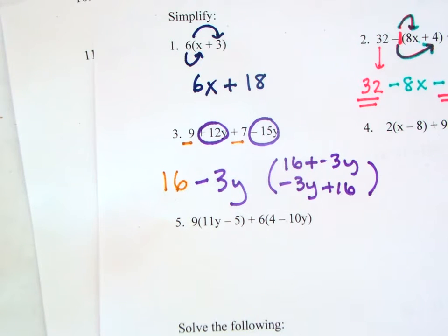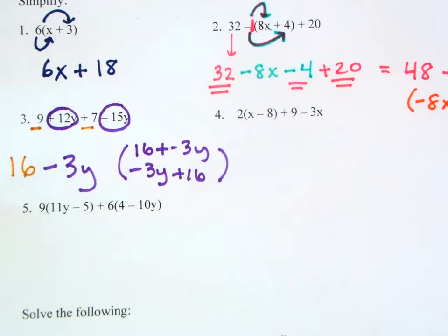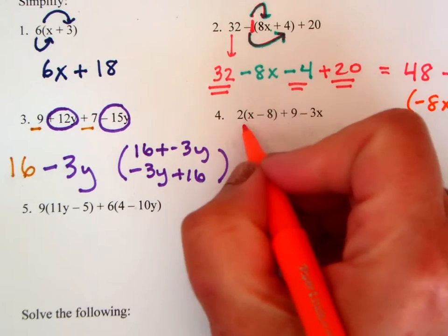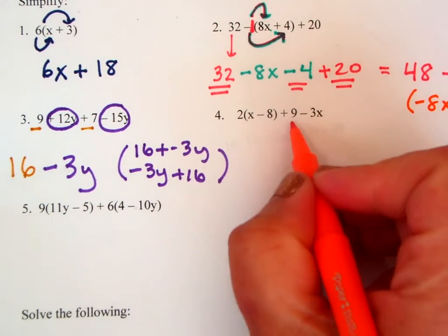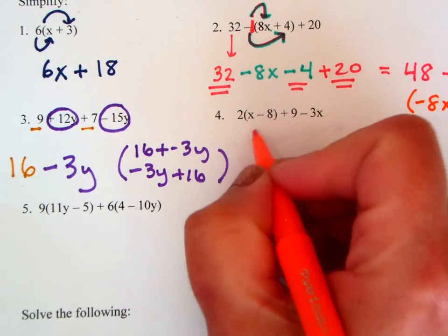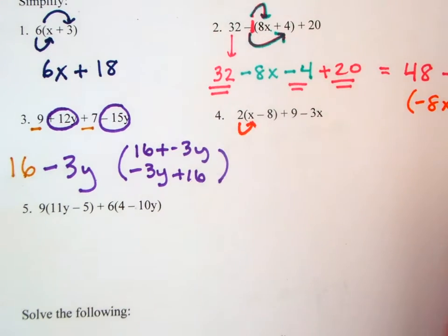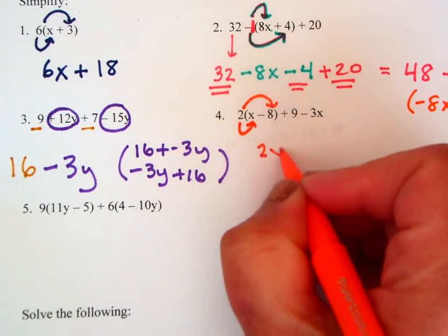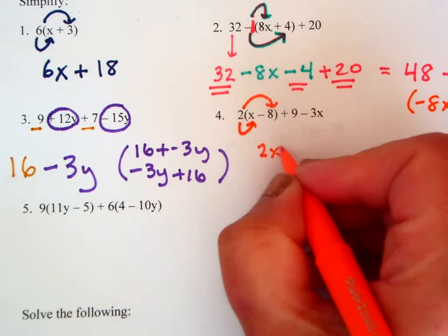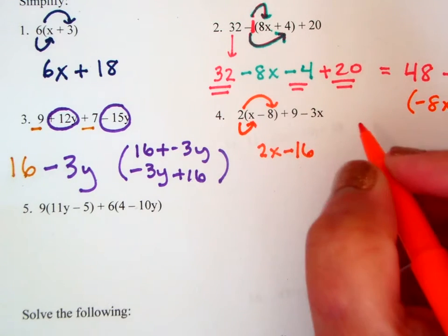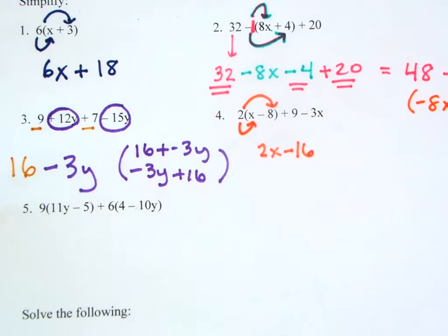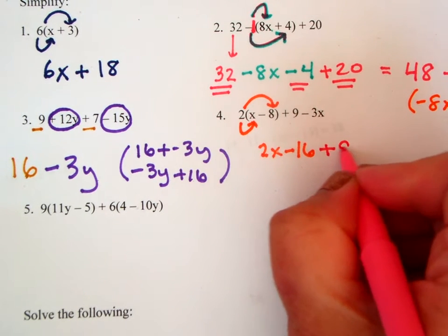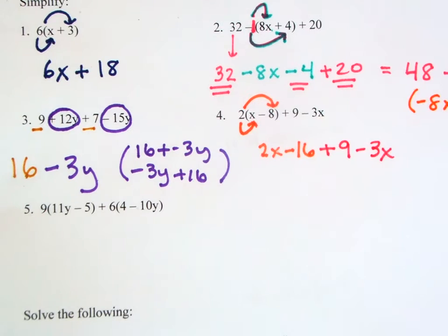All right, number 4. Okay, so 2 times x minus 8. I can distribute this, and that's what I'm going to do first, and then I can add like terms second. So the first thing I'm going to do is distribute 2 times x and 2 times a -8. 2 times x is 2x. 2 times that -8 is minus 16. Okay, and then I'm just going to rewrite the plus 9. I'll write it in a different color, and then minus 3x.